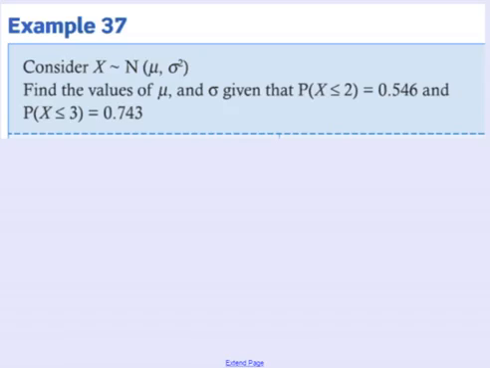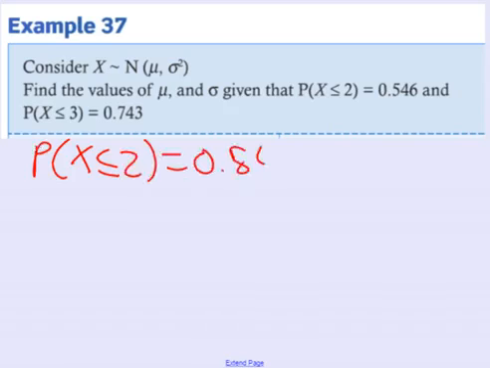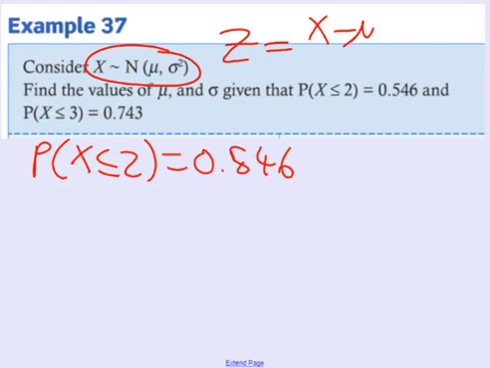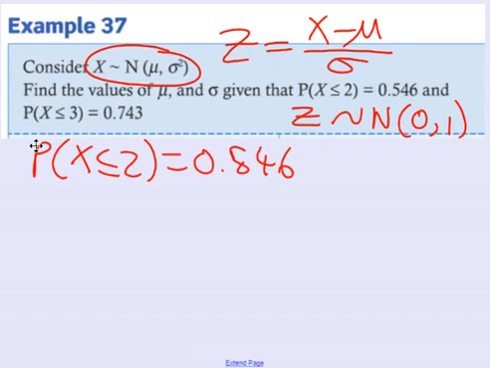Right then. The probability x is less than or equal to 2 is 0.546. So we'll use that first. But we don't know the mean and standard deviation, so we have to use the standard normal variable, because when we do that, it always gives us z is distributed normally, mean 0, standard deviation 1, so then we can use our calculator.